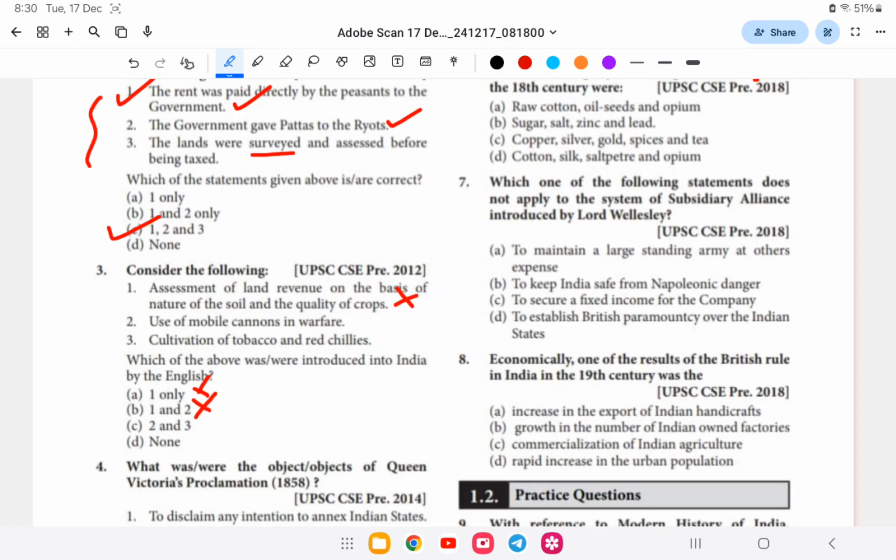Next, the use of mobile cannons in warfare. Mobile cannons were also there, because Babur introduced them into the Mughal Empire. So 2 is also wrong. And cultivation of tobacco and chili. Tobacco was by the Portuguese, not the British. So since 1, 2 and 3 are not correct, British is not equal, so it is none of this. Option number D. I hope you're clear.